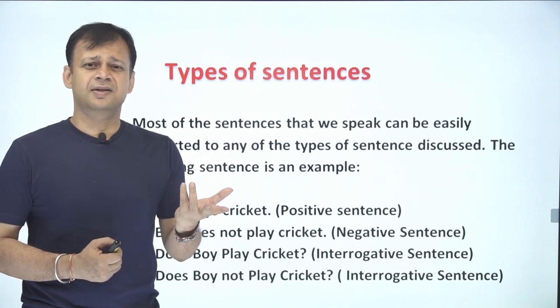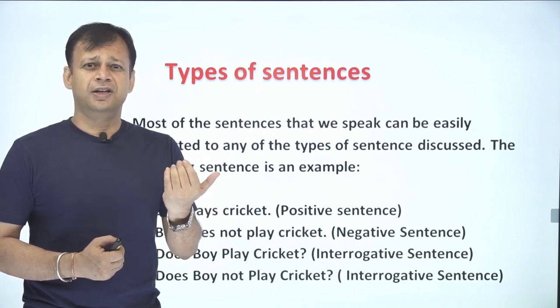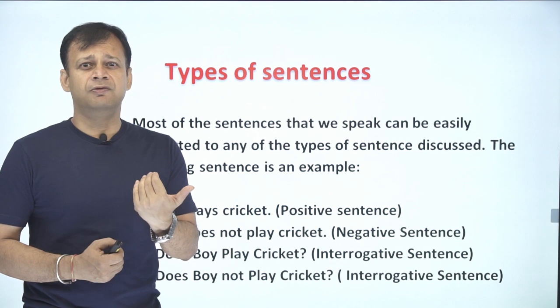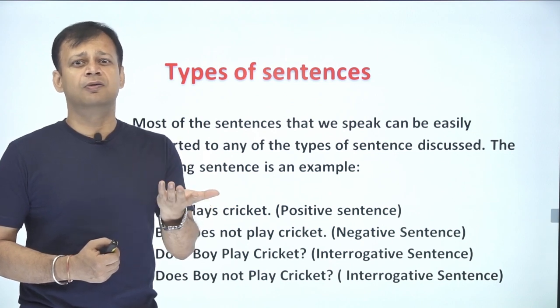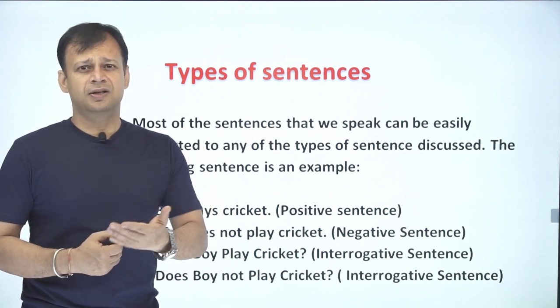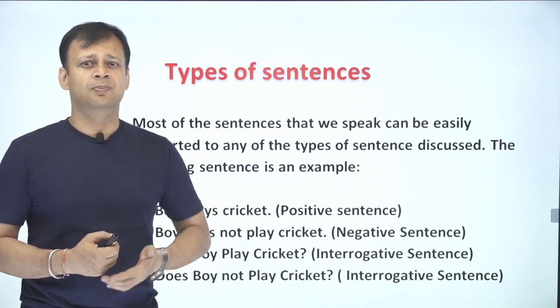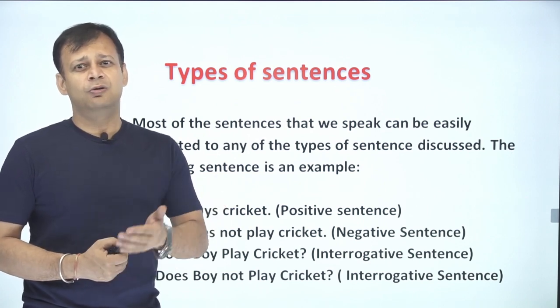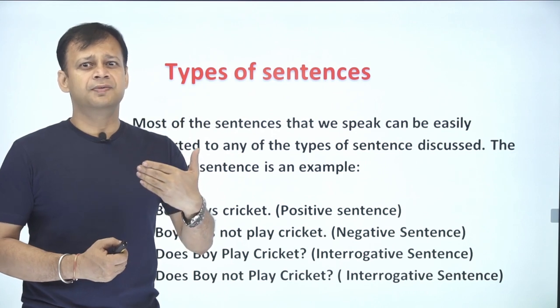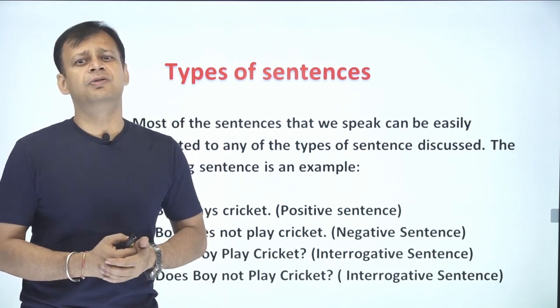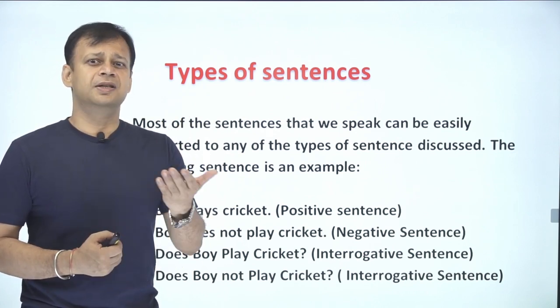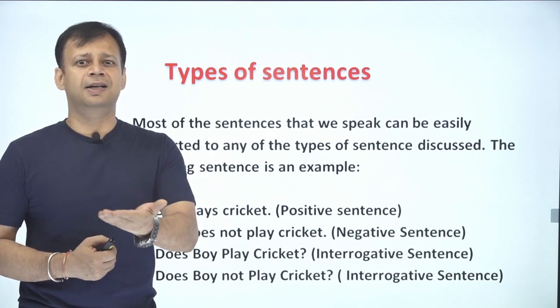The following sentence is an example. Boy is the subject in this case, it's singular. So we have used plays, that is the 5th form of the verb, the S form, the singular form. And we have an object as well over here. So boy plays cricket, that's a positive sentence. Now when we want to convert it into a negative sentence, we definitely need a helping verb. So that's why the negative sentence is boy does not play cricket.